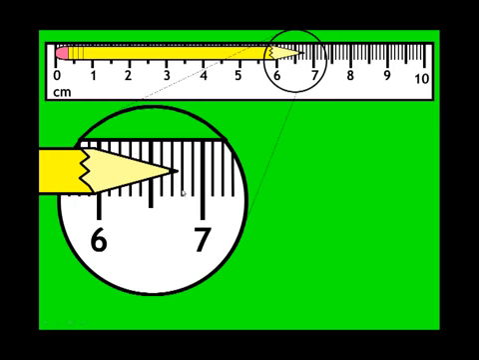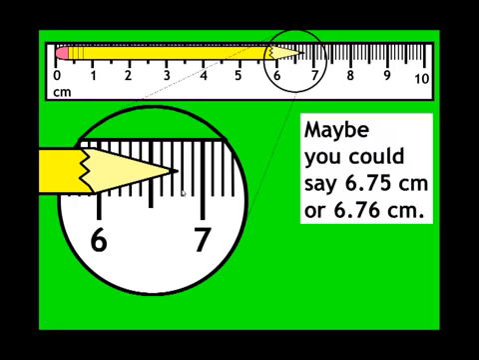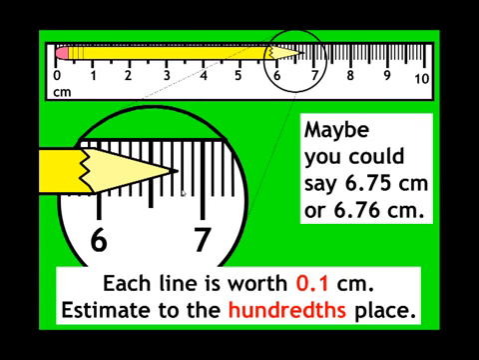You might say that the measurement is 6.75 or perhaps 6.76, but the final digit, whatever that number is, is the estimated digit. And because every line was worth 0.1 centimeters, the estimated digit was 1 power of 10 smaller than that particular measurement. So we go out to the 100th place.